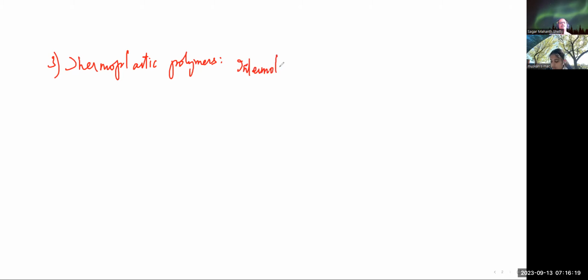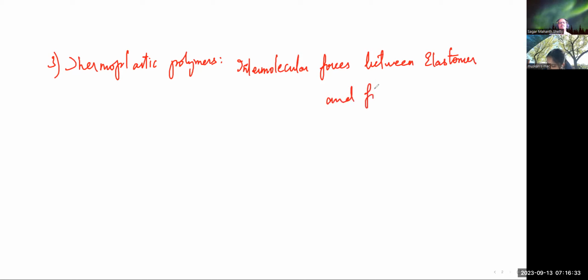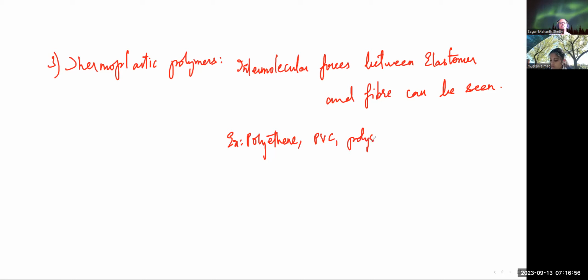So that we can mention here: intermolecular forces between elastomer and fiber can be seen in this. So what could be the examples of such thermoplastic polymers? Examples could be polythene. Then you have PVC, polyvinyls, and then also polystyrene.